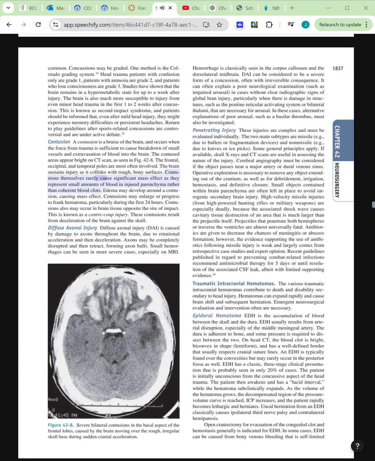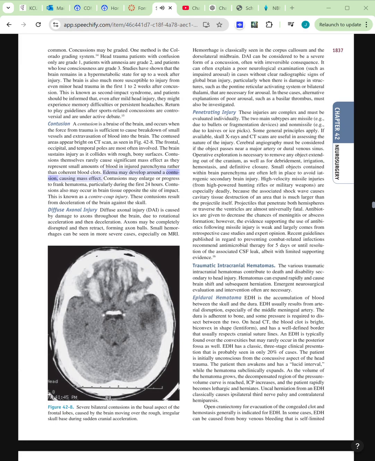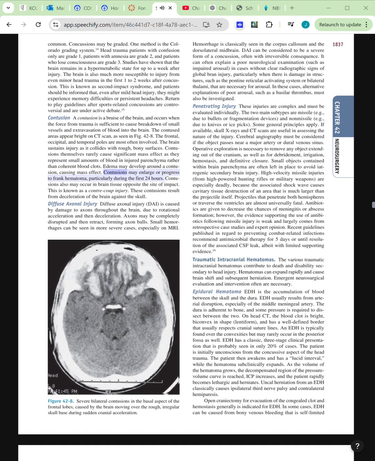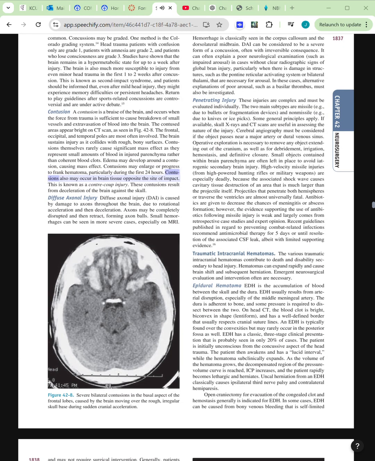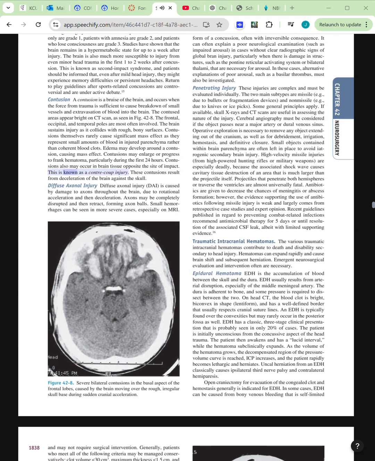Contusions themselves rarely cause significant mass effect as they represent small amounts of blood in injured parenchyma rather than coherent blood clots. Edema may develop around a contusion, causing mass effect. Contusions may enlarge or progress to frank hematoma, particularly during the first 24 hours. Contusions also may occur in brain tissue opposite the site of impact. This is known as a contre-coup injury. These contusions result from deceleration of the brain against the skull.